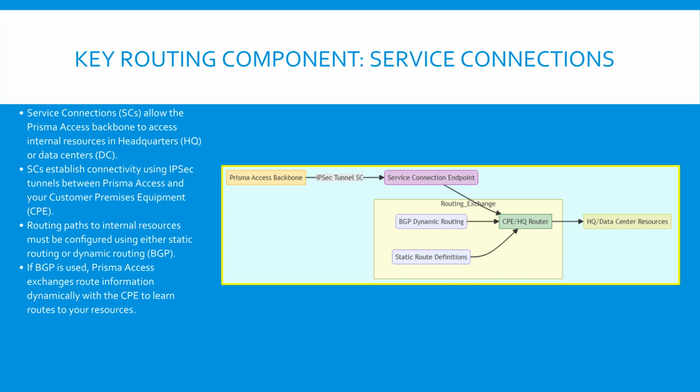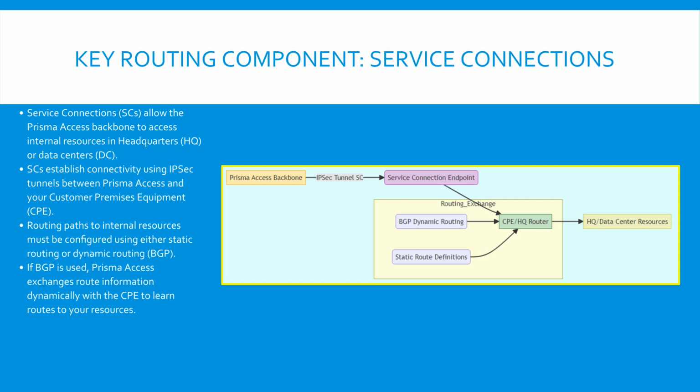You have a choice: either static routing, where you manually list every reachable network subnet, or the highly scalable dynamic routing using BGP. If you opt for BGP, Prisma Access exchanges route information dynamically with your CPE, ensuring efficient route updates across the network. This dynamic exchange is essential for maintaining connectivity and resilience across the entire topology. This diagram maps the connection between the Prisma Access cloud and your physical data center.